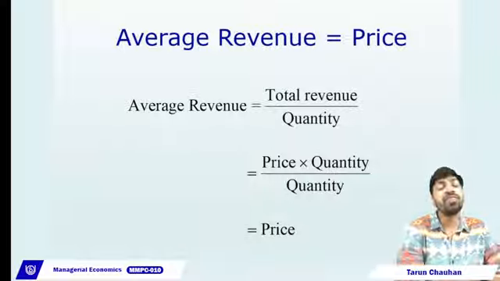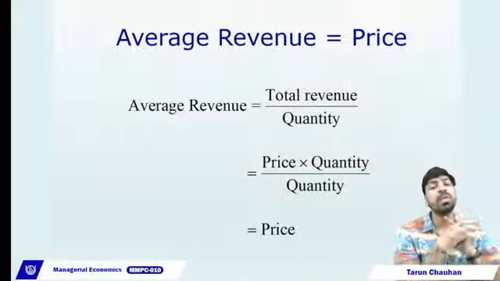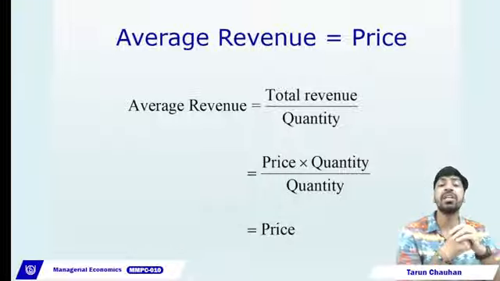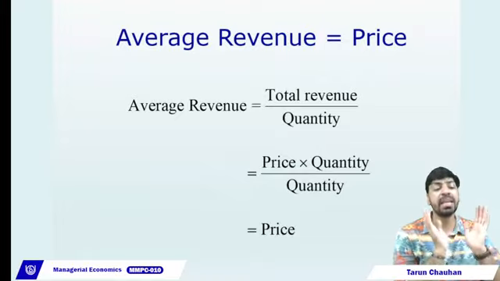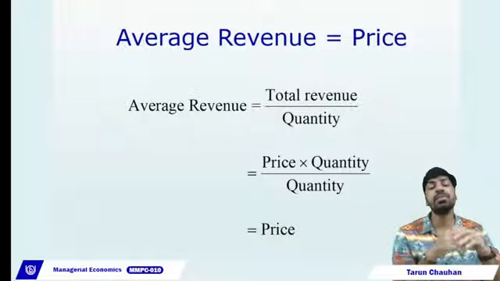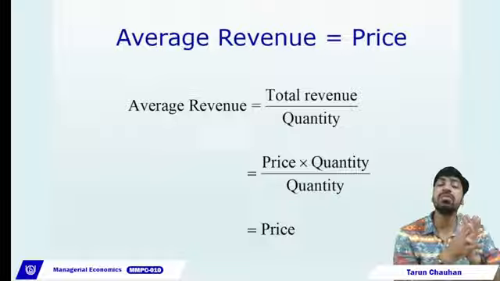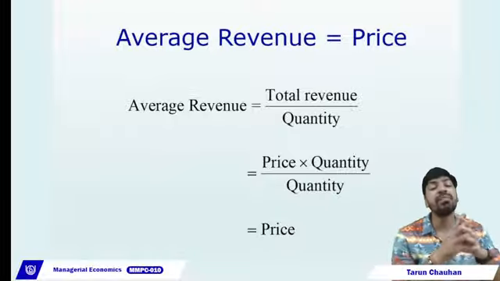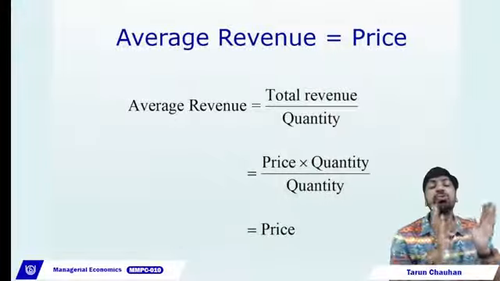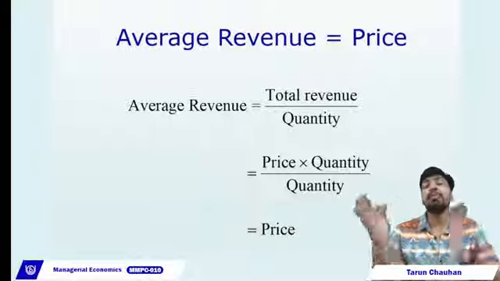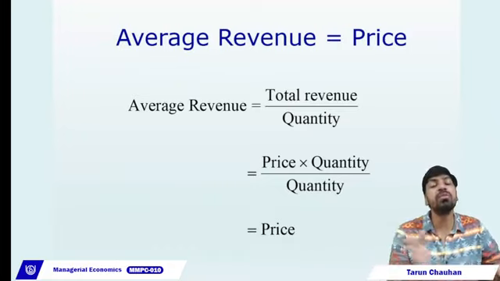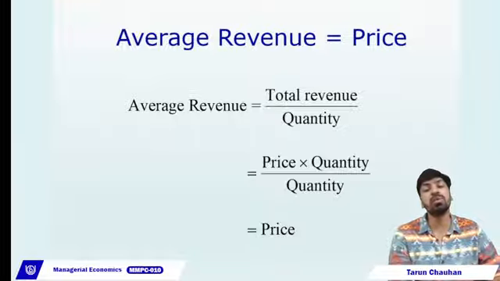Now we talk about a perfectly competitive market. If the total revenue is equal to price into quantity, then average revenue is equal to price. So under such a market, whatever price is fixed by the industry is the same price considered, and it also equals the average revenue. What is average revenue? Average revenue refers to the total revenue per unit of quantity sold. Total revenue is price into quantity, divided by quantity, and once you apply the formula, the rule that comes out is that average revenue is equal to price.